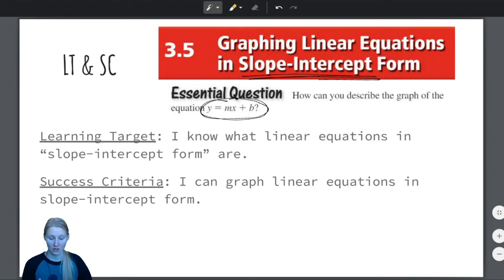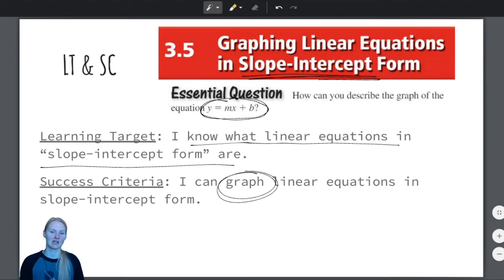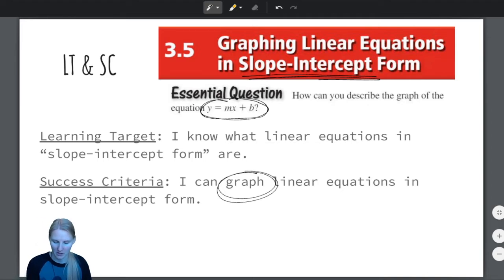So our learning target is that you know what linear equations in slope-intercept form are. What do they look like? How do they act? And our success criteria is that you can graph linear equations in slope-intercept form. So, know what they are and graph them. That is our focus for today.